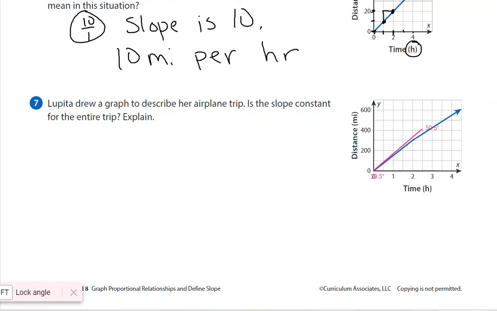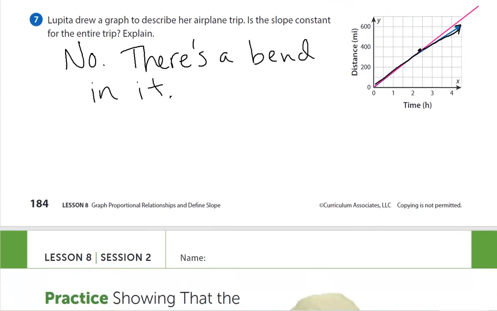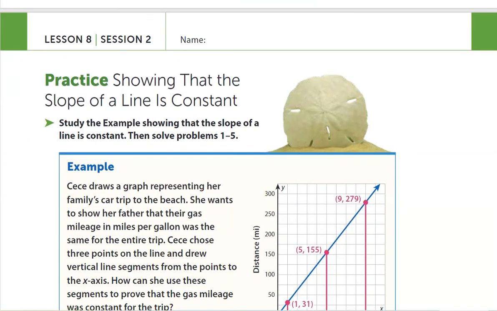Ooh, look, it gives me an angle. That's cool. And dun dun dun. It's not constant. There's a bend in it. So let's see. Is the slope constant? No. There's a bend in it. And let's see, what does that bend mean? She was going at this rate for the first 2.5 hours, and then it looks like they slowed down a little bit. Must have hit some turbulence. Okay, that's it for our practice questions. Now you do your own green pages, and I will see you later.